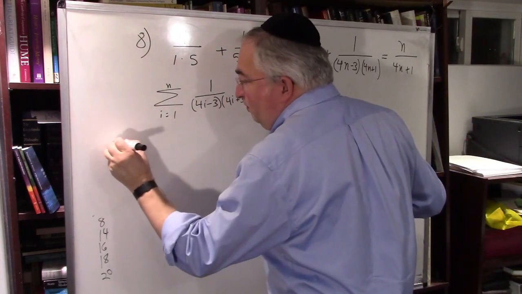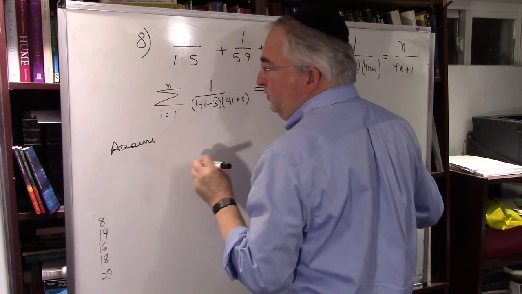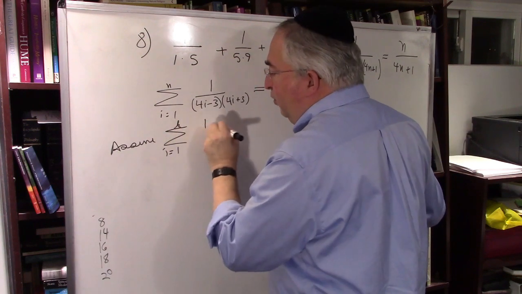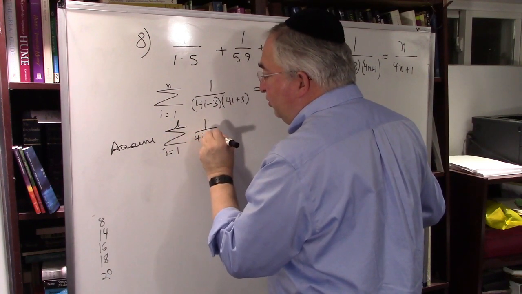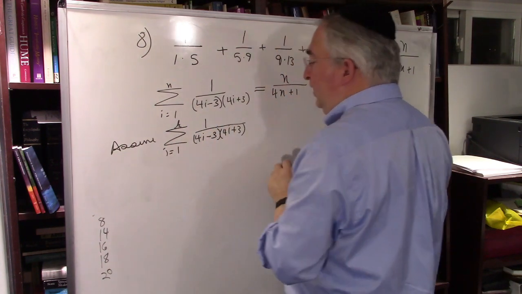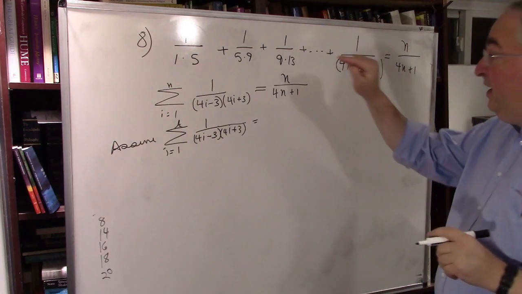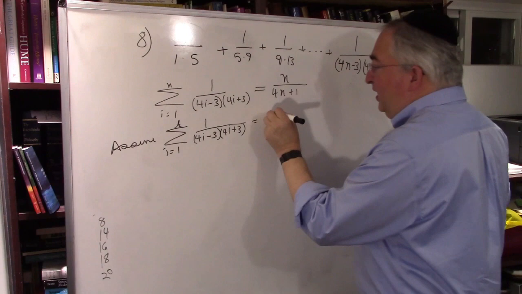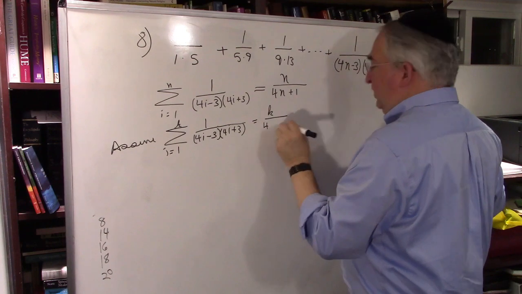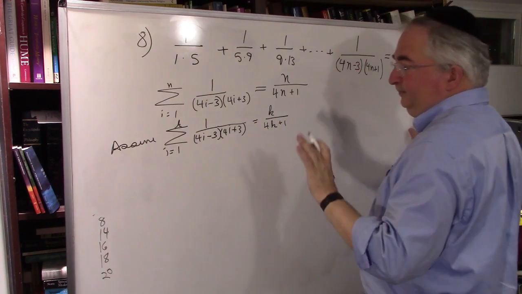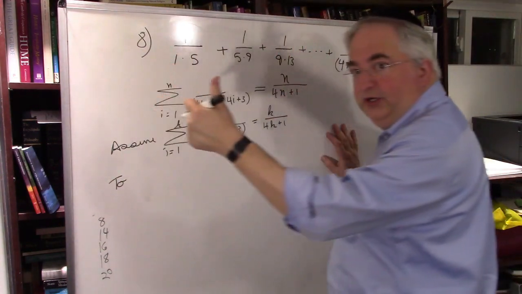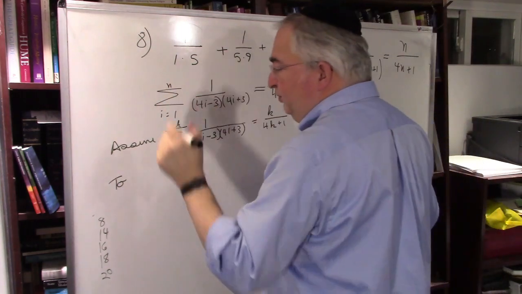Now, let's assume the sum from i equals 1 to k of 1 over (4i minus 3) times (4i plus 3) is equal to, now I plug in k instead of n, so this is going to be k divided by 4k plus 1. That's what I'm going to assume. To show, this is step 3. Step 1 is the base case, step 2 is to assume, step 3 is to show.